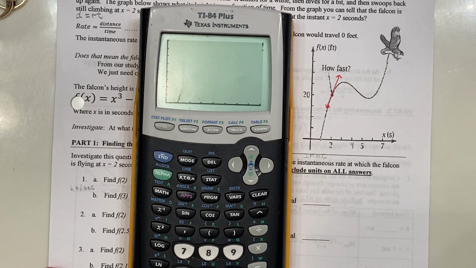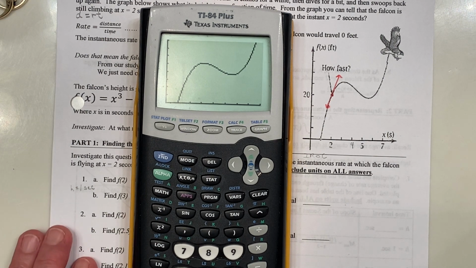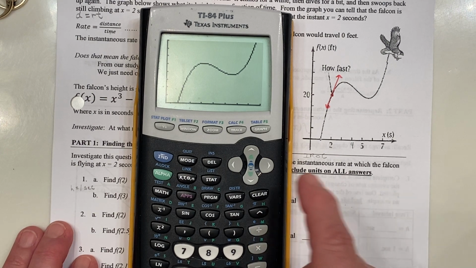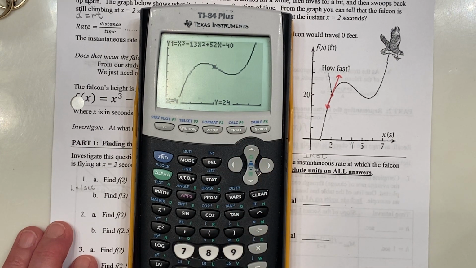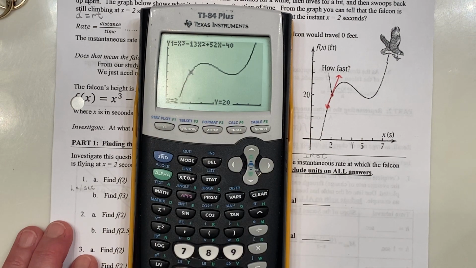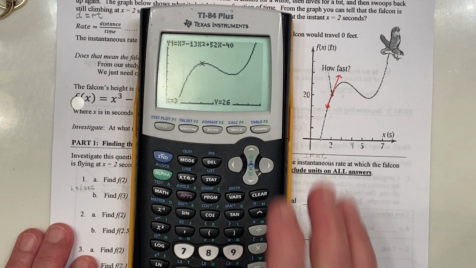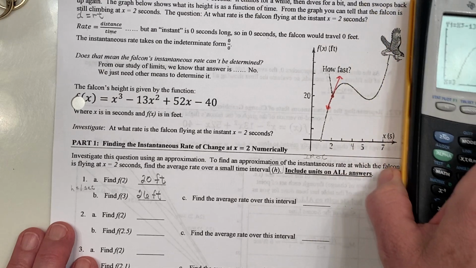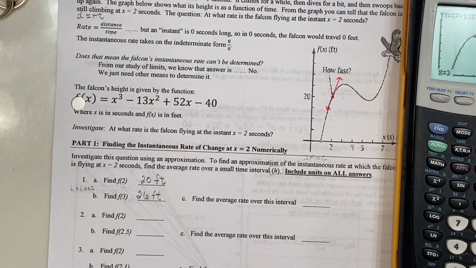Now I'm going to hit graph, and I'm going to hope that my graph looks more similar to the picture, and it does. So as a reminder, I can find the functional values by hitting trace, pressing 2, pressing enter, so we can see (2, 20) as a point on that graph. You can just go ahead and hit 3, and we can see (3, 26) is another point on that graph. So it's just whatever you choose to use to find the functional values.